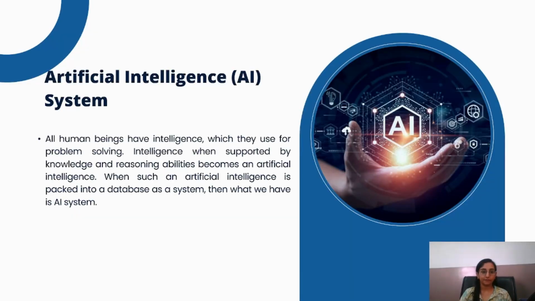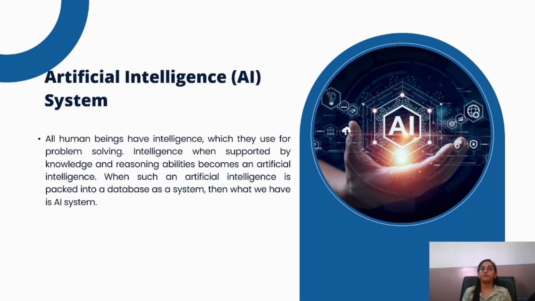Next topic we have is AI system, which is also known as artificial intelligence system. You know how we humans use our brains to solve any problem, right? We use our knowledge and reasoning abilities to figure things out. Now imagine if we could make a computer do the same thing. That's what artificial intelligence, or AI, is all about. It's like packing human like intelligence into a computer system.